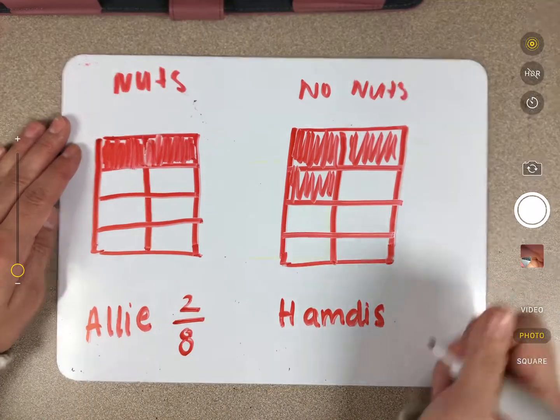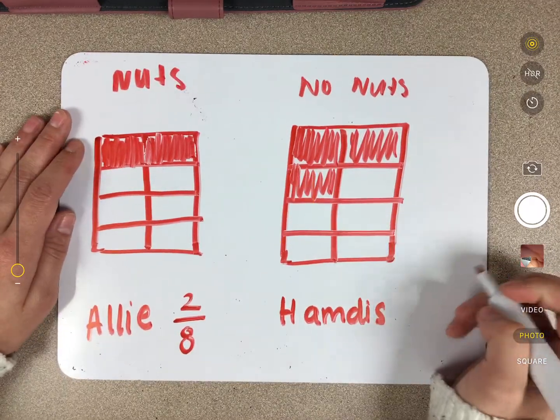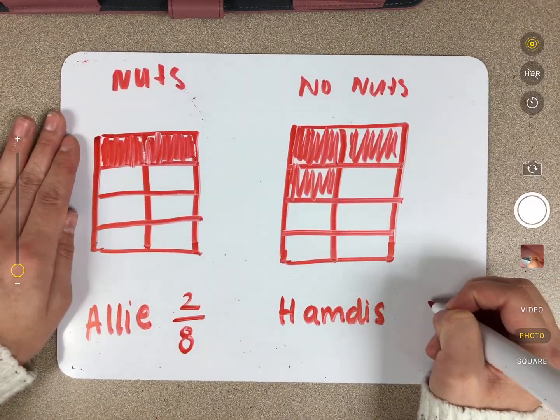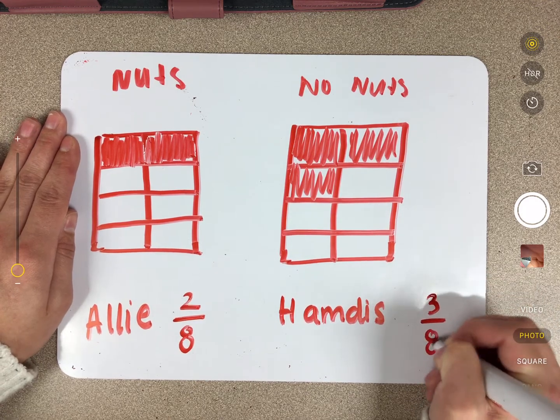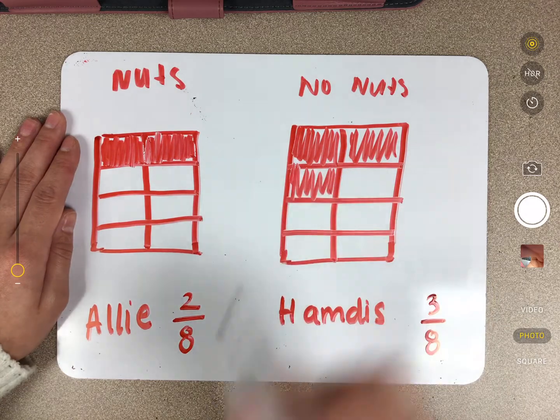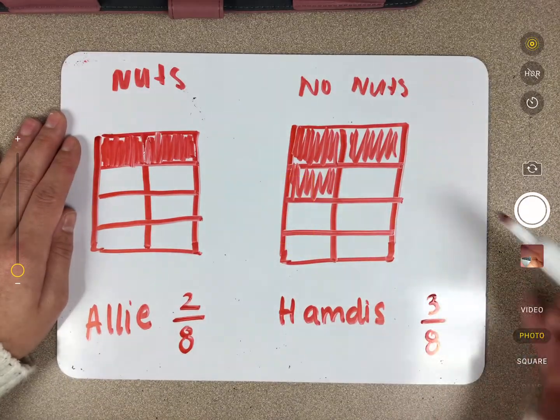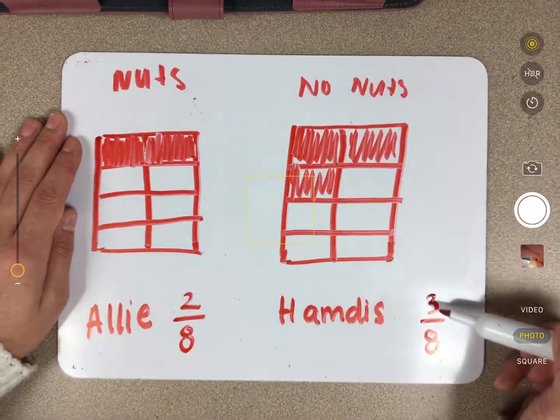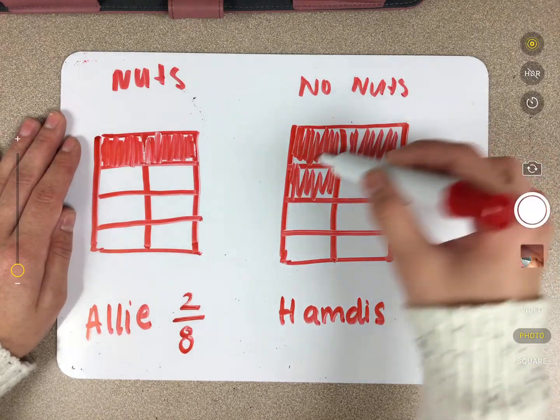Now it wants to know, what fraction of brownies did Hamdi eat? Well, she ate 3/8, because remember, 8 is my whole, or how many slices of brownies I have, and 3 is how many Hamdi ate. So 3 of my 8 brownies that Hamdi ate.